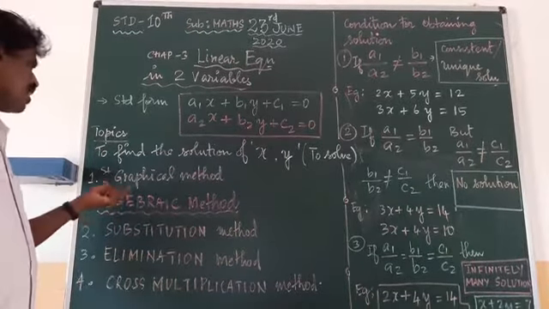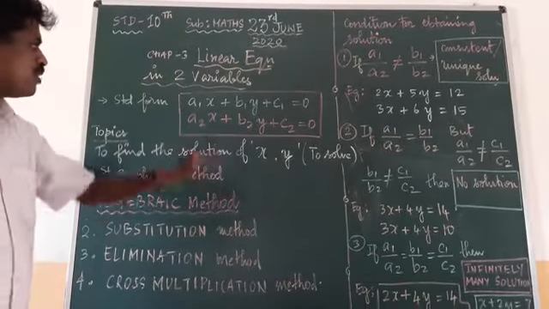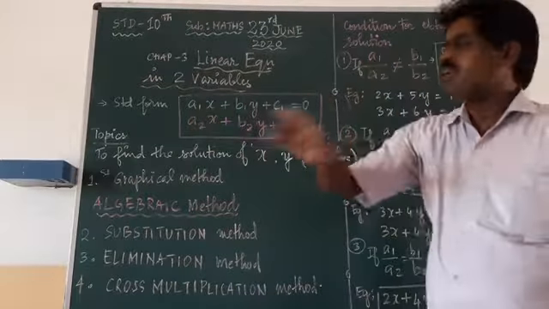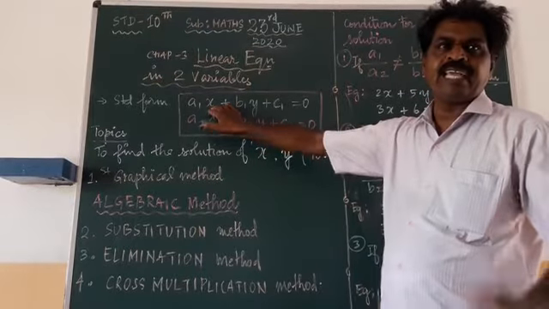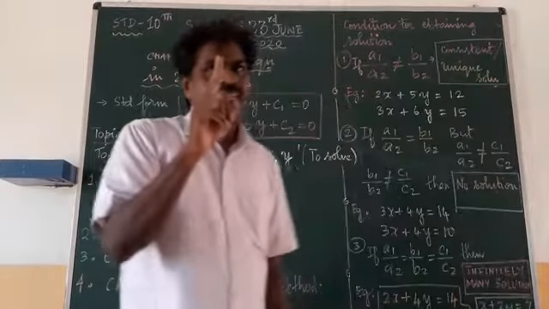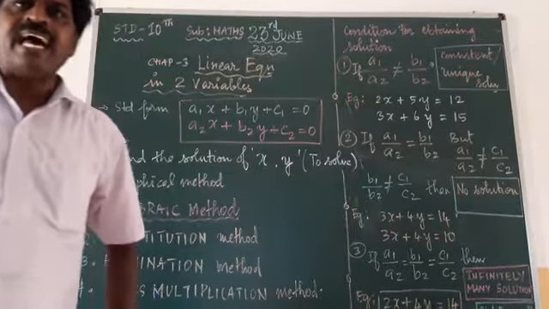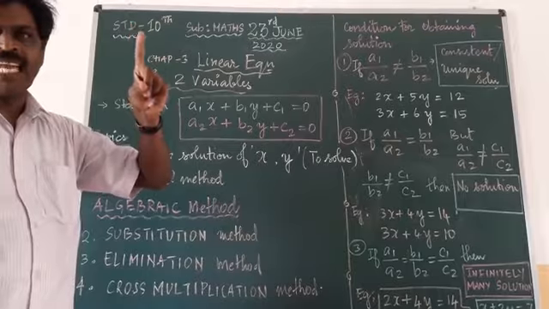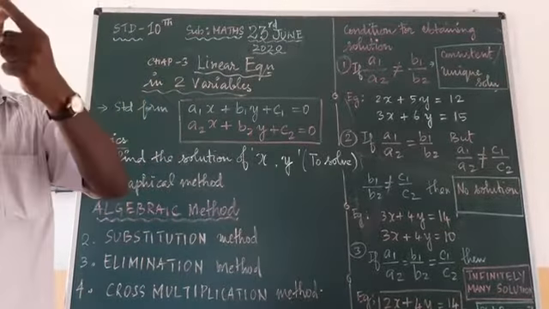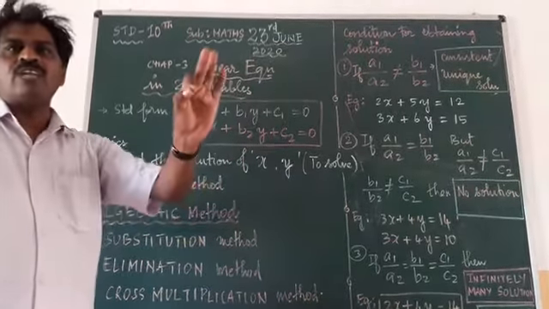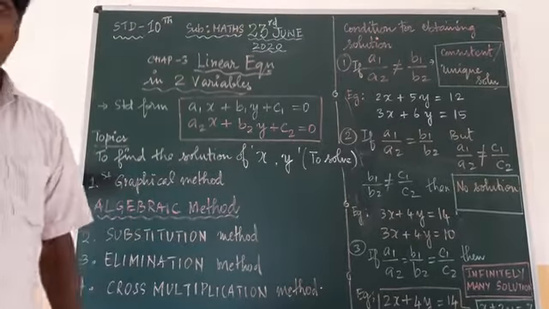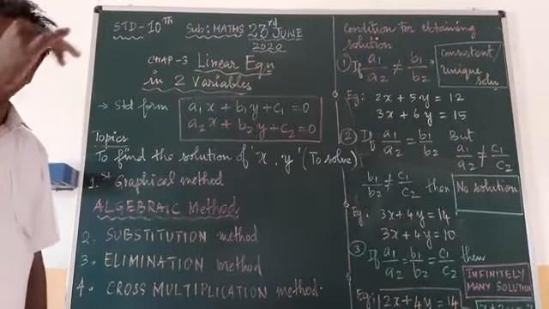First method is the graphical method. You have to draw a graph for each equation. Already in 9th standard you did the same thing. Keeping x on one side and changing the y variable on the other side, substituting values, you have to draw a line. I told you in 9th standard, a linear equation will always be a straight line. So the first equation gives one straight line, and the second equation gives another straight line. Both will intersect, and that intersection point will give you the x value and y value. We will do that at the end of this chapter, because we need the graph. The graphical method we will take last.